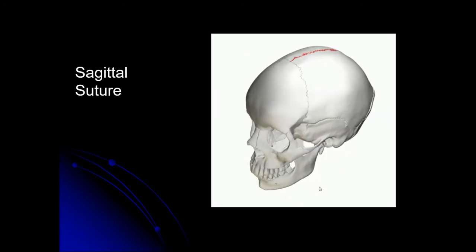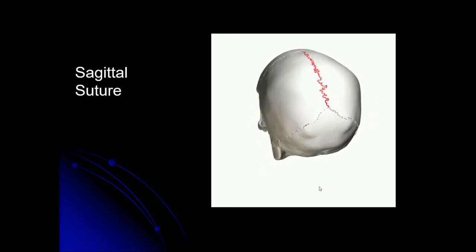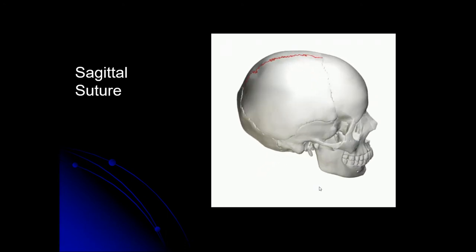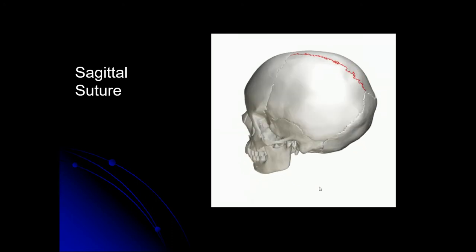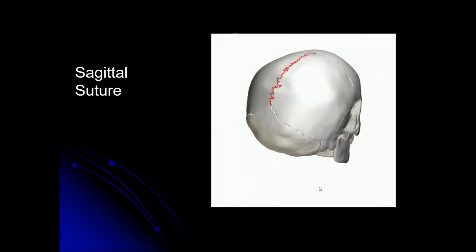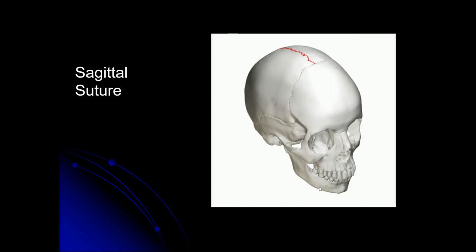The next one we're going to look at follows right down the midline. And remember, if you make a section like this, that section is called a sagittal or mid-sagittal section. And so this suture is called the sagittal suture.